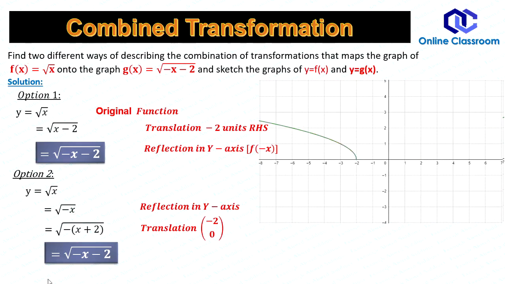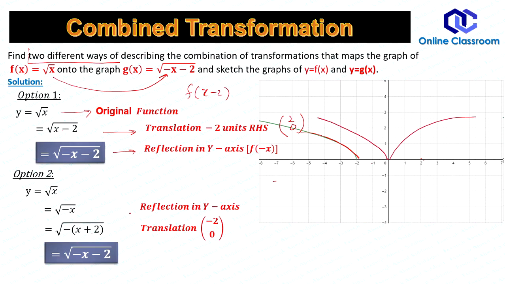Clear? In option number 2, what have we done? First we have done the reflection like this. Then we have a translation of minus 2. Move this graph towards the left by minus 2. And you are at the same position. Pause the video here. Repeat this slide. My request, at least one more time. I'm sure you get the idea, the concept crystal clear, inshallah.